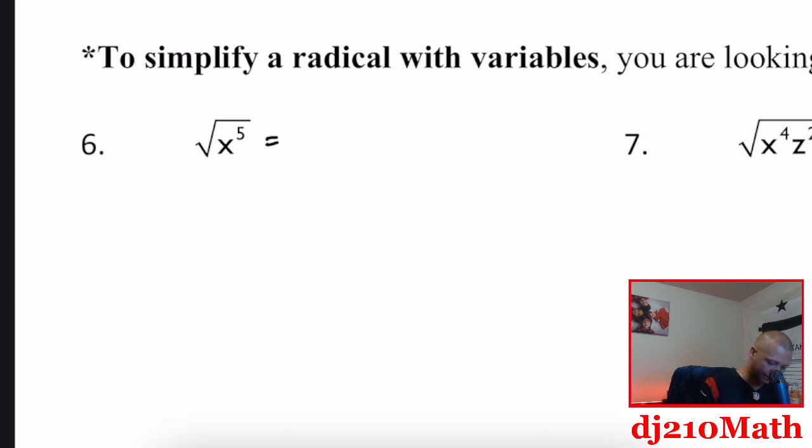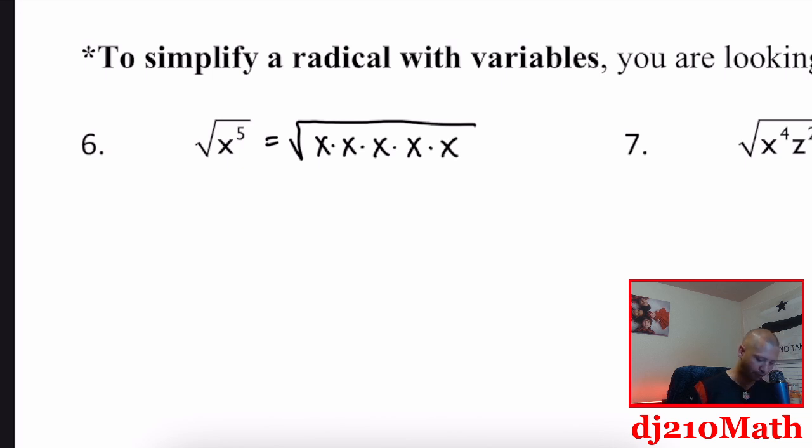So really, x to the 5th is saying 5 x's. X to the 5th means x times x times x times x times x, 5 times. Now, you don't need to do this every time. I'm just doing this one time to show you, but you can take out the pairs as single x's. This is going to come out as an x. This is going to come out as an x. And then this one stays behind.